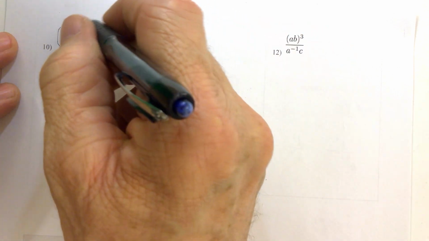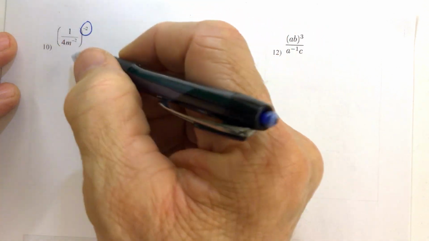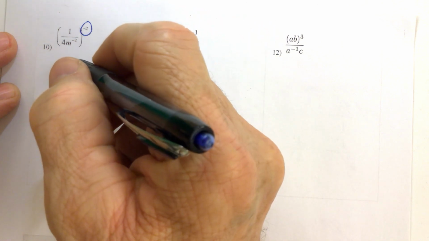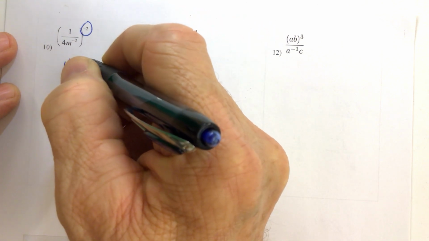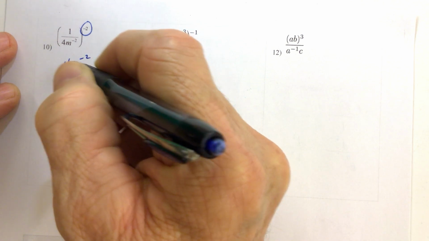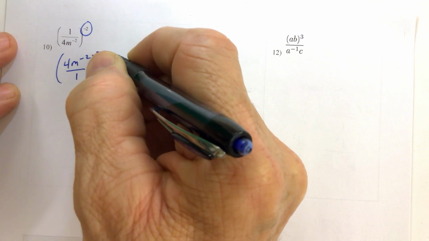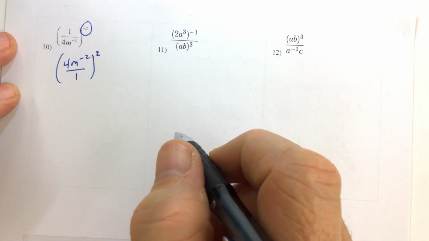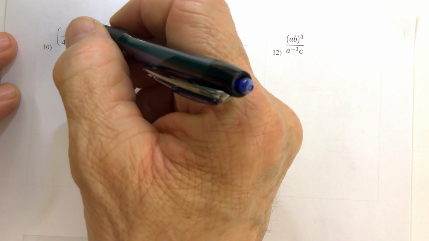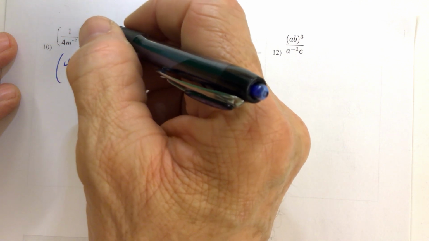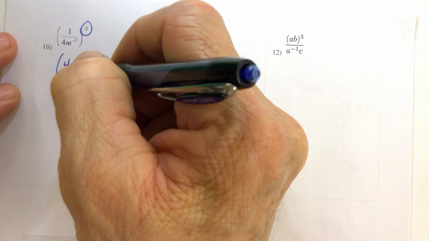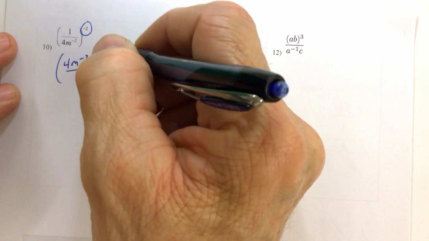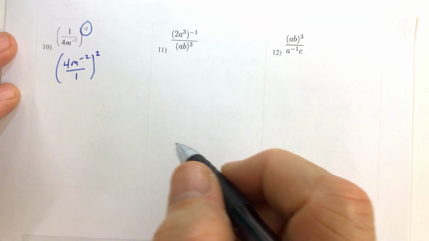When I have a fraction inside parentheses raised to a power, and that power is negative, I like to take the reciprocal inside the parentheses raised to the positive. In other words, anytime we have a negative exponent, we take what's on top and put it on the bottom, and we take what's on the bottom and put it on the top, and we raise it to the positive. That's the line of thinking there.